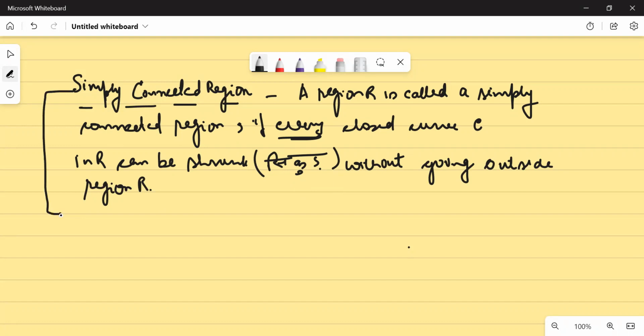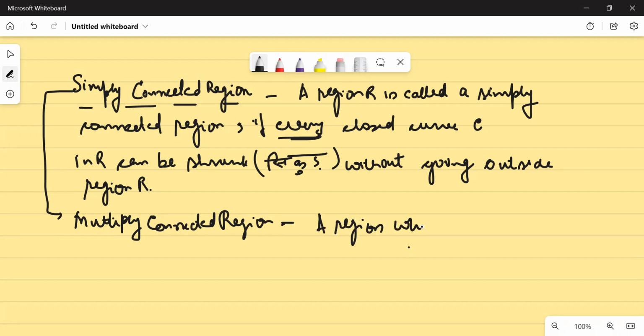And another definition that pops up is the multiply connected region. So what is a multiply connected region? A region which is not simply connected is called a multiply connected region.